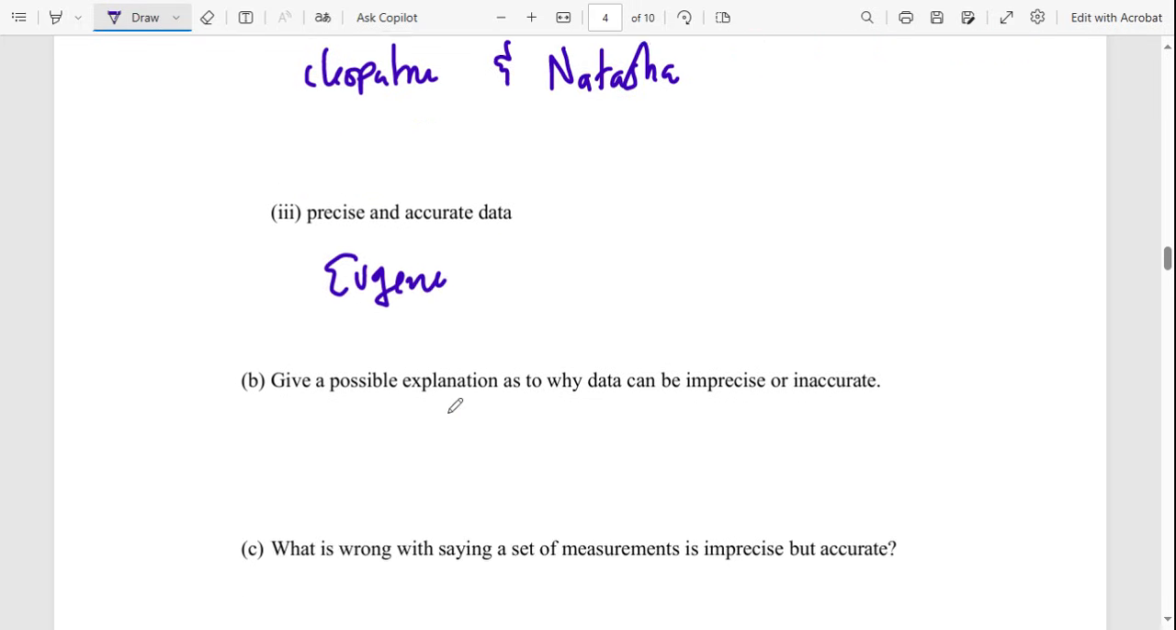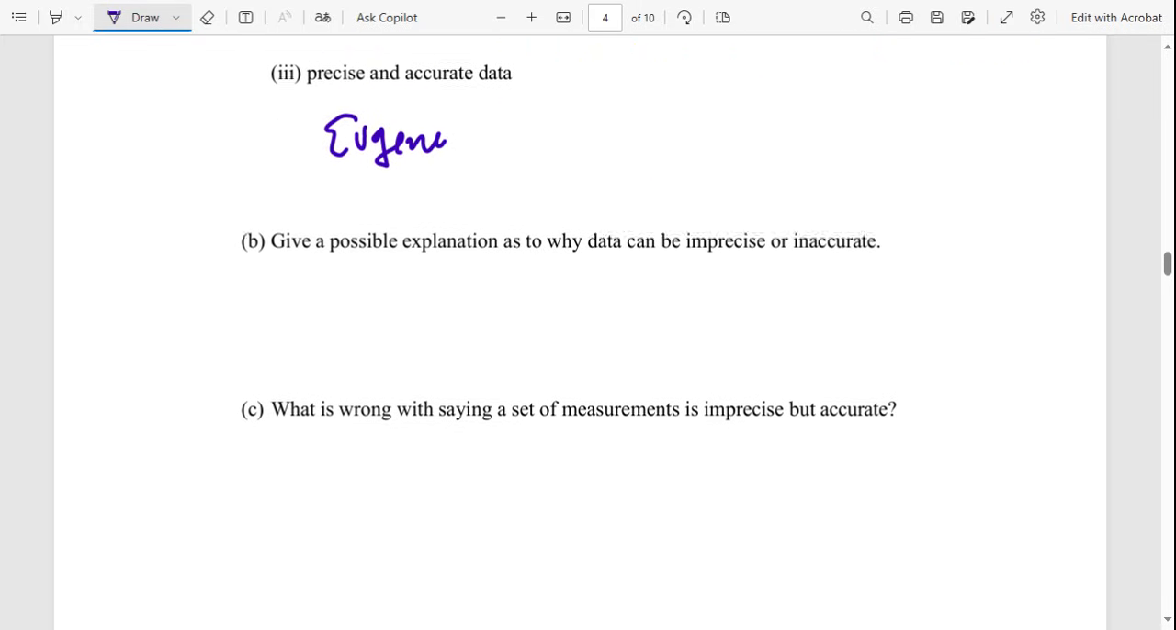And then B, oh, it's not the last one, we have got two more. Give a possible explanation as to why data can be imprecise or inaccurate. So when you talk about precision, the problem can be a fault in the instrument. Okay? Fault in the instrument.